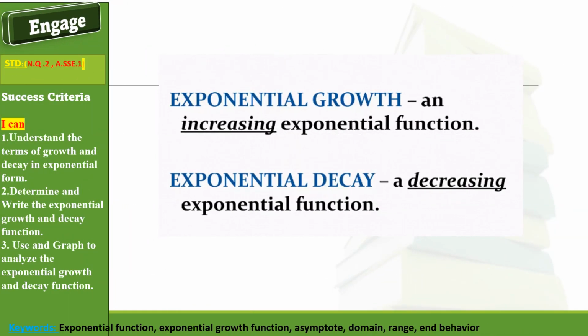You will see there are two kinds of exponential function, either the exponential growth function or the exponential decay function. When we talk about growth, of course, if something is increasing, then it is said to be an exponential growth function. If the exponential function is decreasing, then it is said to be an exponential decay function.